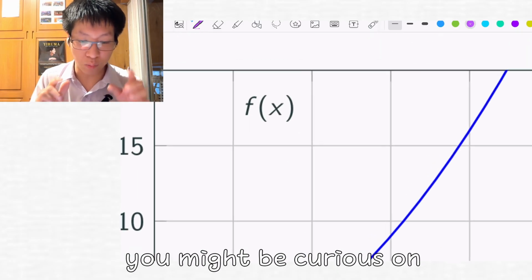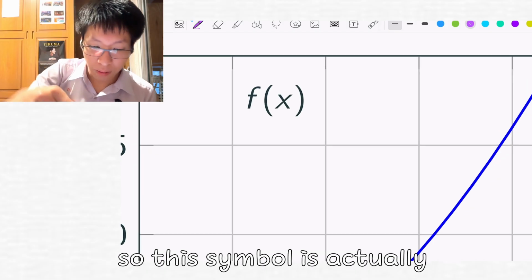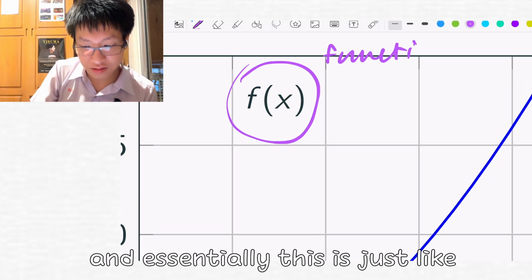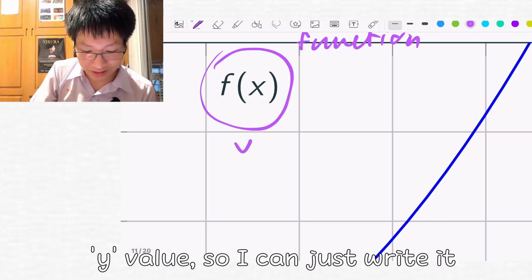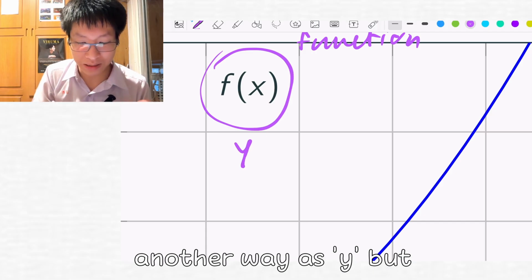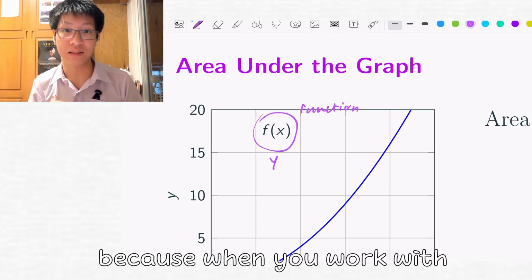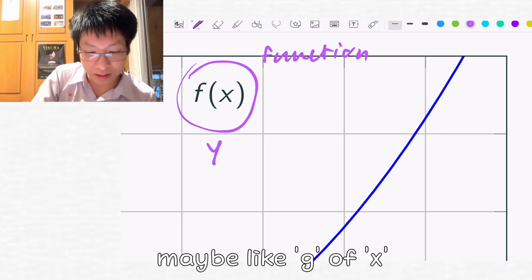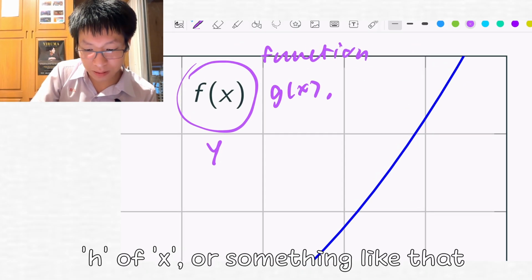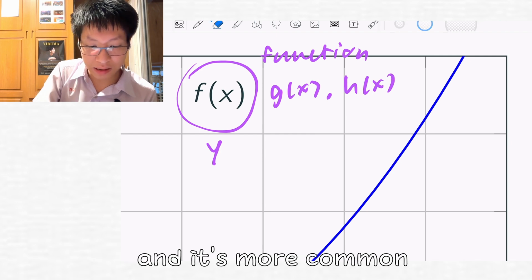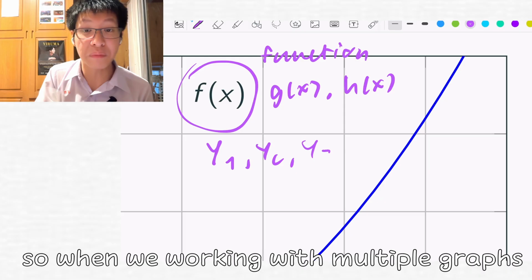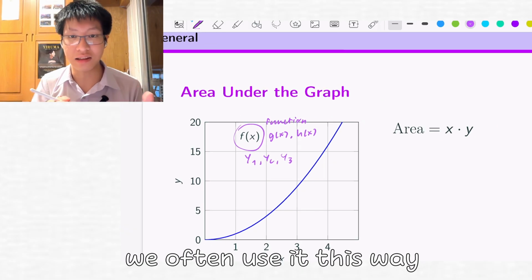You might be curious what this symbol actually is. So this symbol is what we call a function. And essentially this is just the y value. So I can just write it another way as y, but this way is much more convenient, because when we work with other graphs, we can just assign, maybe, g of x, h of x, or something like that. And it's more common than just writing y1, y2, and so on. So when we're working with multiple graphs, we often use it this way.